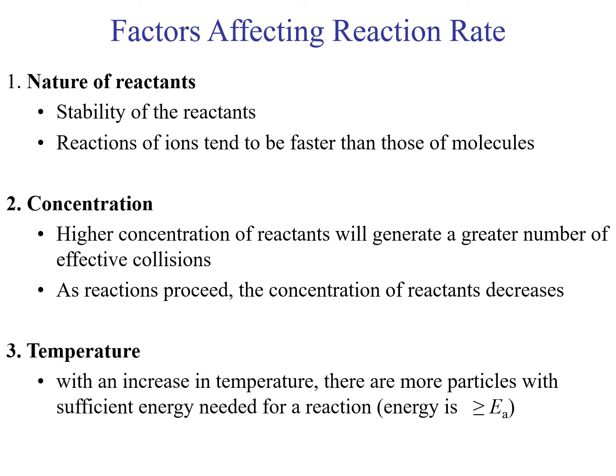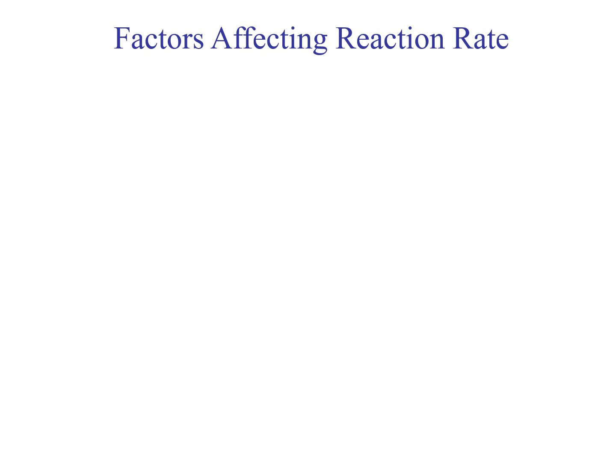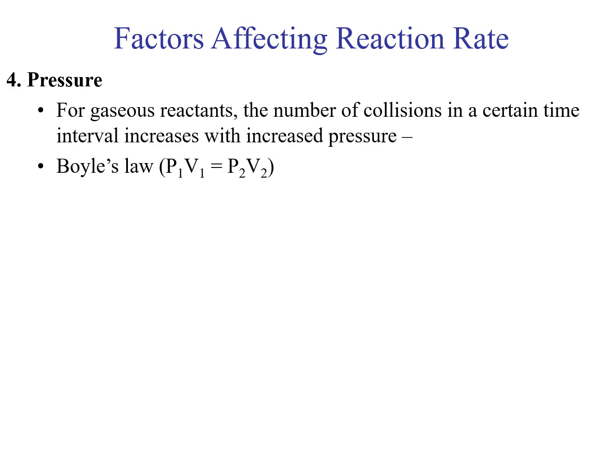When temperature increases, there are more particles with sufficient energy needed for a reaction. Higher temperature gives the reactants higher kinetic energy. The reactants are moving faster. This was discussed earlier when we looked at the Maxwell-Boltzmann distribution. When there are gaseous reactants, the number of collisions in a certain time interval increases with increased pressure. Recall Boyle's law, which says that pressure increases as more molecules are added when the volume is constant, and that as volume decreases, pressure increases.